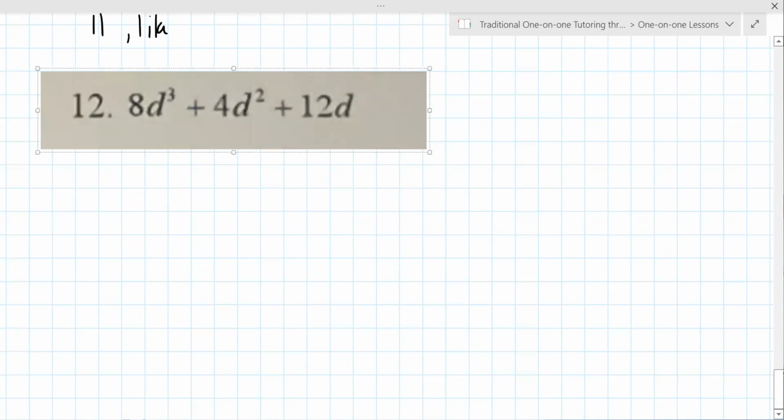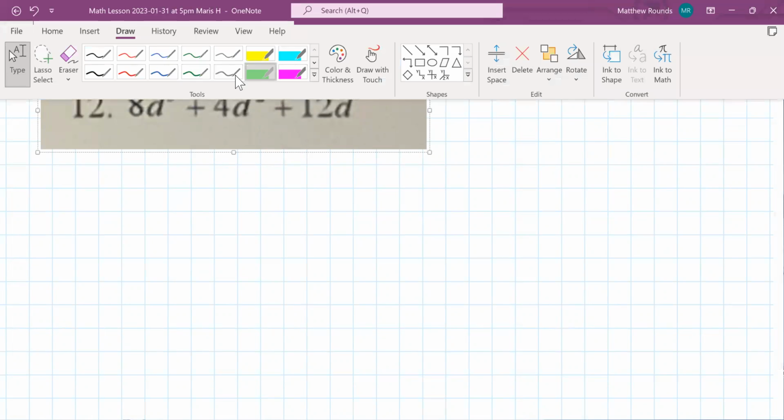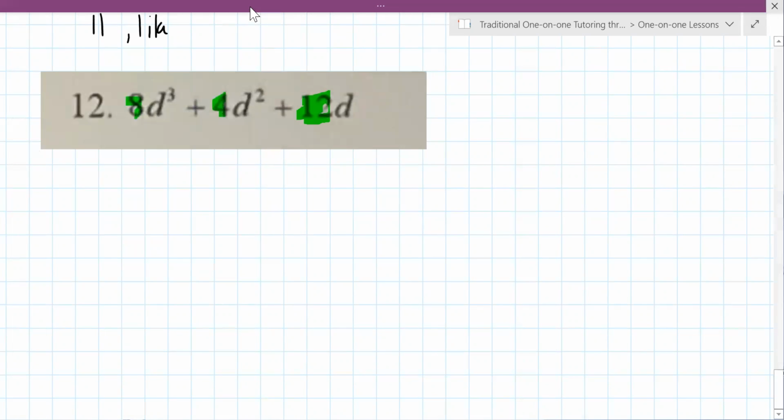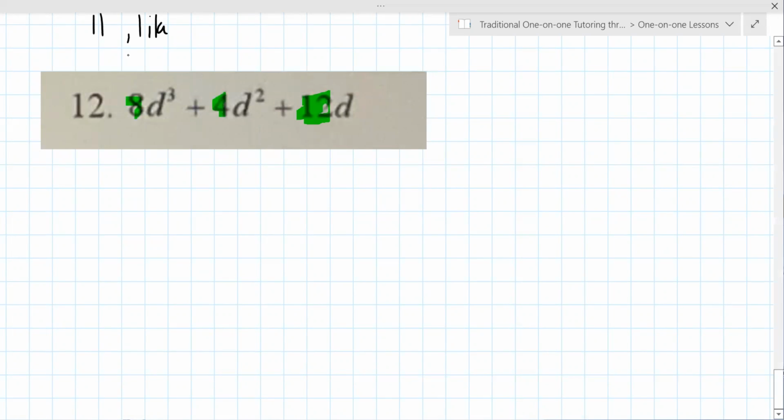Math is really repetitive. Okay, 12 is just like the ones we've been doing, except now it's an extra term. All that changes. You just have more stuff to look at. You have to look at the 8, the 4, and the 12, and you have to find a number that goes into all 3 of those. Can you tell me what that is? What goes into 8, 4, and 12? 4. 4. And again, you look at the 3 variables because they're all the same, d cubed, d squared, and d, and you choose the one with the smallest exponent. And then instead of dividing 2, you have to divide all 3 by 4d.